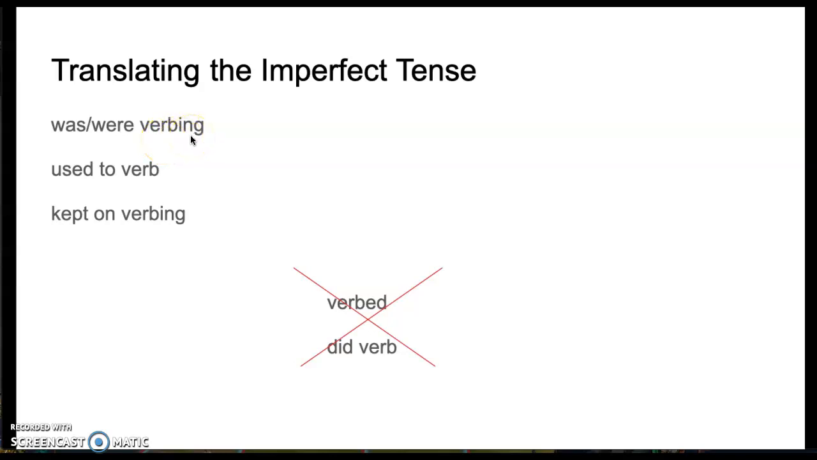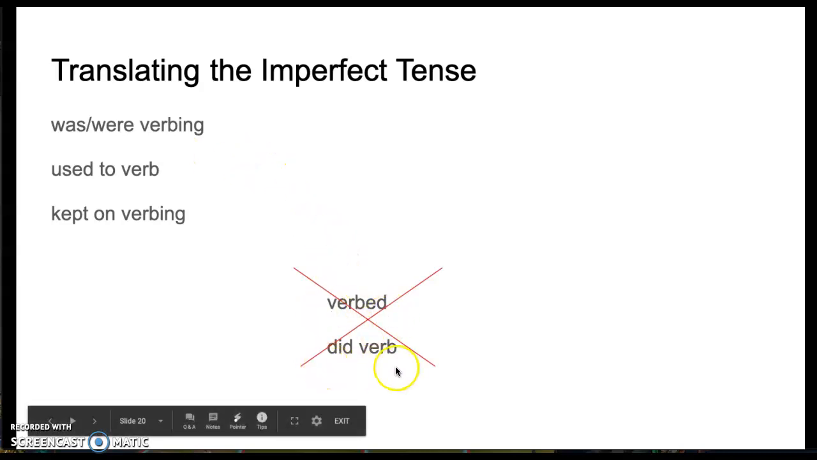Now, it's going to be very tempting for you as you're translating this to say, oh, this is happening in the past, so I'm going to say verbed or did verb. Do not do that. That is not the imperfect tense. This is something that is called the perfect tense, and you will learn how to do that in the 6th grade.